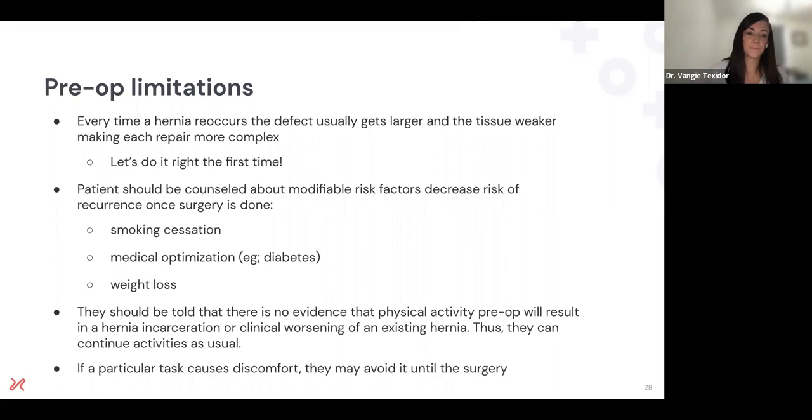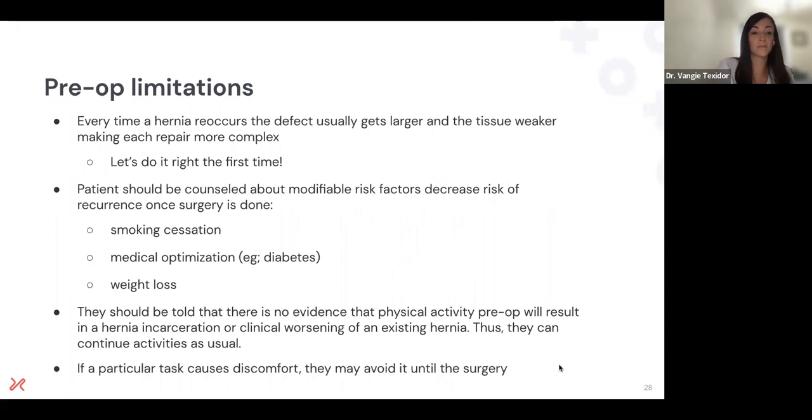Okay, so pre-op limitations. Every time we get a hernia, and every time we get a hernia recurrence after a surgery, it gets larger. Tissue is weaker and weaker each time, and it's harder to repair them. So we want to repair them right the first time. I tend to be a little bit more conservative with the post-op limitations, let's say, compared to other people. But I think I have a very low incidence of recurrence, and I tell them, let's make it right the first time so you don't have to go through this again.